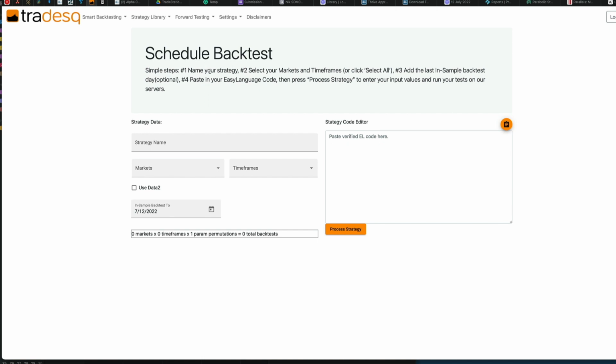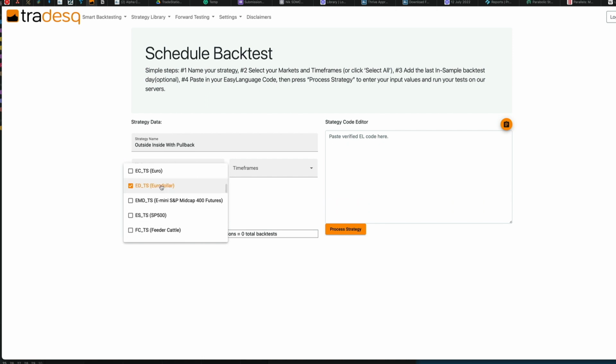All right, this is the backtest scheduler, and we have some simple steps here. The first thing we're going to do is go ahead and name our strategy. Outside, inside, with pullback. Then we're going to select the markets. So you can come in here and select whatever markets you might be interested in. But of course, what I like to do is just go ahead and select them all.